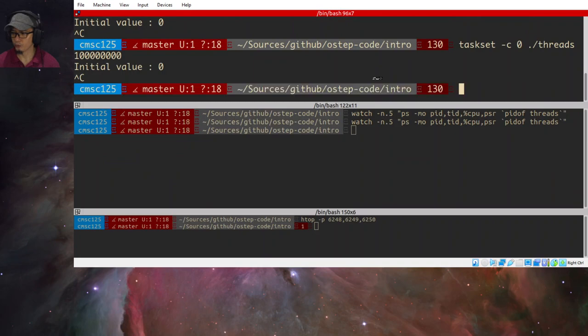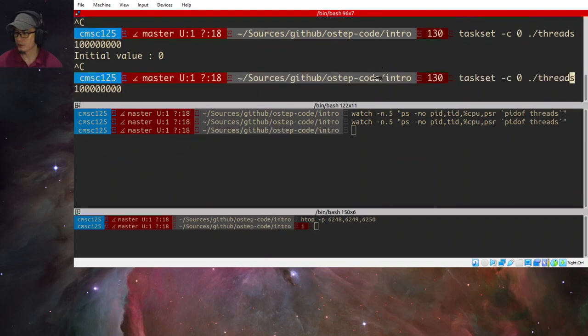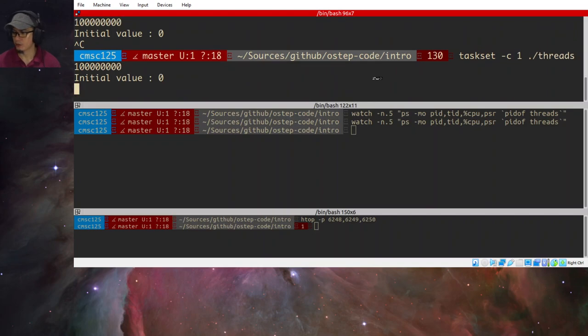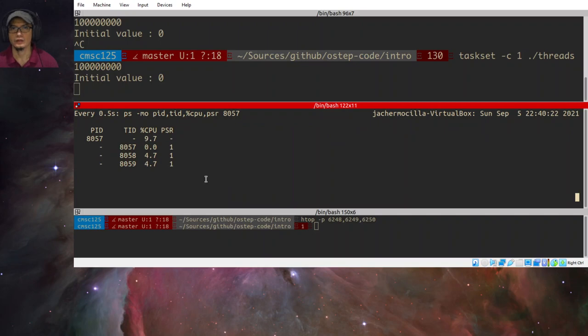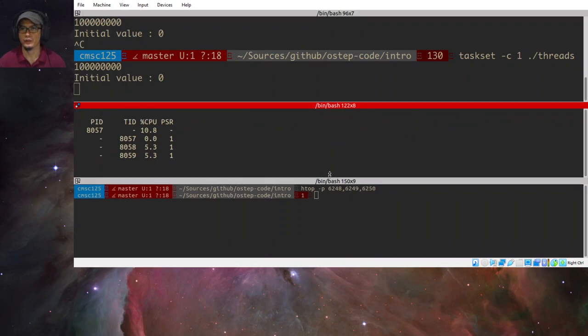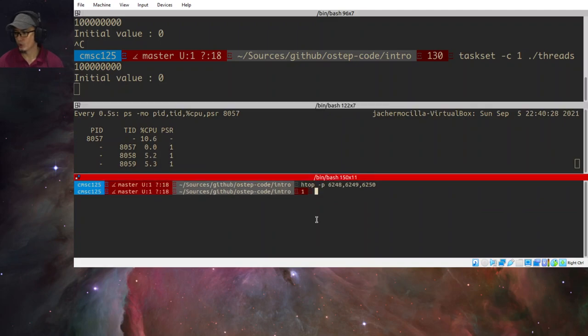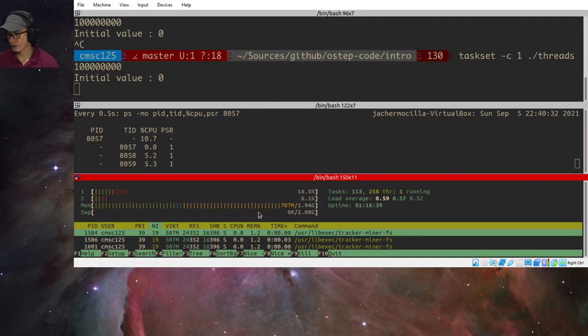If you want to pin this process to core 1, we can do so using taskset, and then we are now able to pin the process to core 1. Okay, so this is where they are executing.